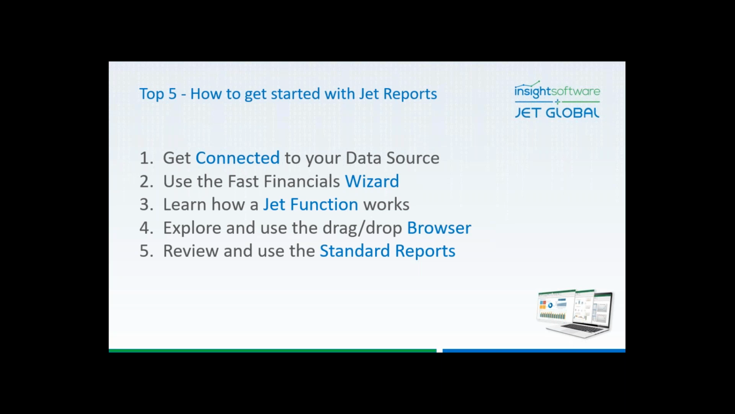So what we'll go through today, we've got a lot to cover, but first of all, how we get Jet Reports connected to the ERP and the data source. We are going to use one of the wizards as a brief introduction to Jet, and I'm going to use that to explain how the basics of a Jet function works, how it pulls data from the ERP directly. I'm going to use the browser briefly to show you the beginnings of how we use the browser, if you like, as a report designing tool, which is a drag and drop tool. And then we are going to look at a couple of the standard reports that we have available on our website.